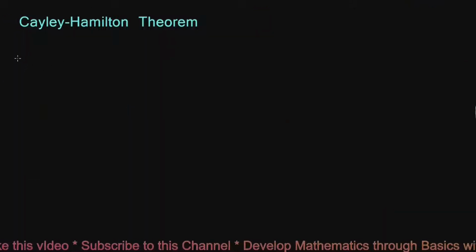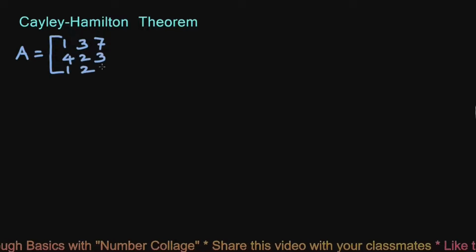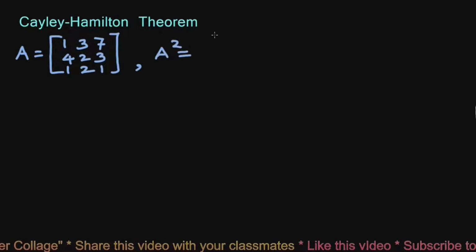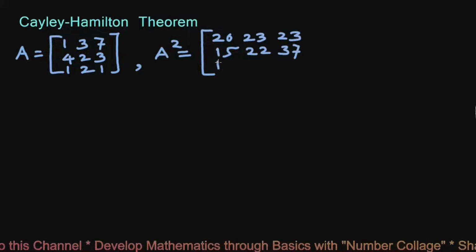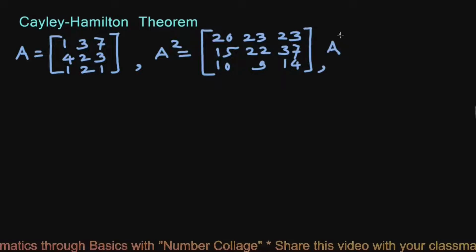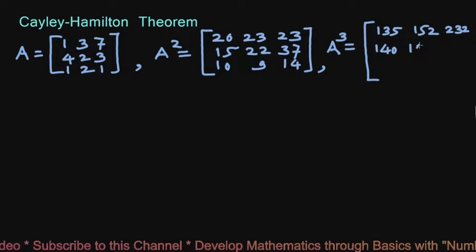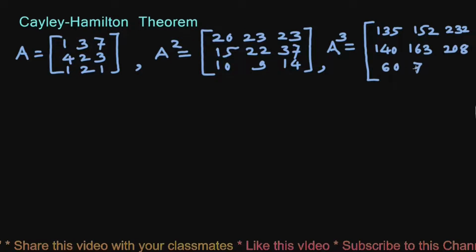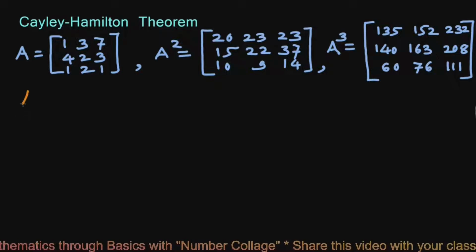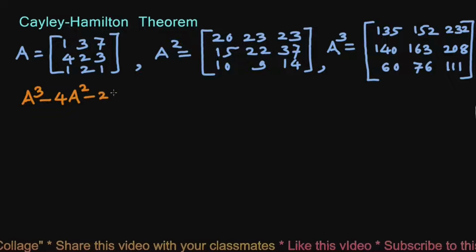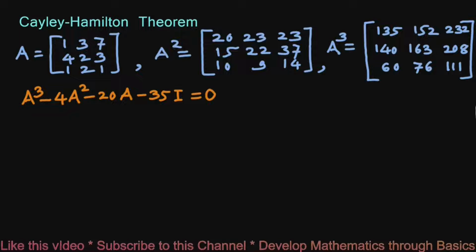We will rewrite the matrices: A is [1 3 7; 4 2 3; 1 2 1], then A square equals [20 23 23; 15 22 37; 10 9 14], and A cube equals [135 152 232; 140 163 208; 60 76 111]. Now we will verify the equation A cube minus 4A square minus 20A minus 35I equals 0 to be true. So first we will write LHS.